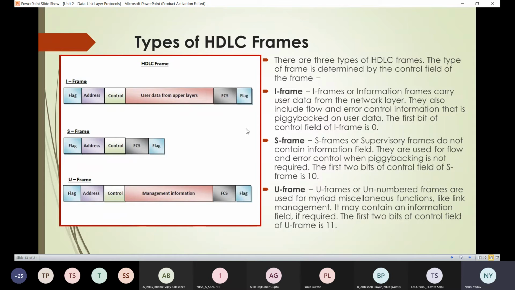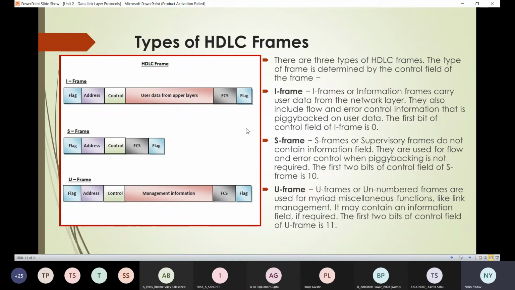I stands for information. So I frame is an information frame. It carries user data from the network layer. They also include flow and error control information that is piggybacked on the user data. The first bit of the control field of I frame is 0. So please remember, how do these different frames get differentiated? They are differentiated by the control field.